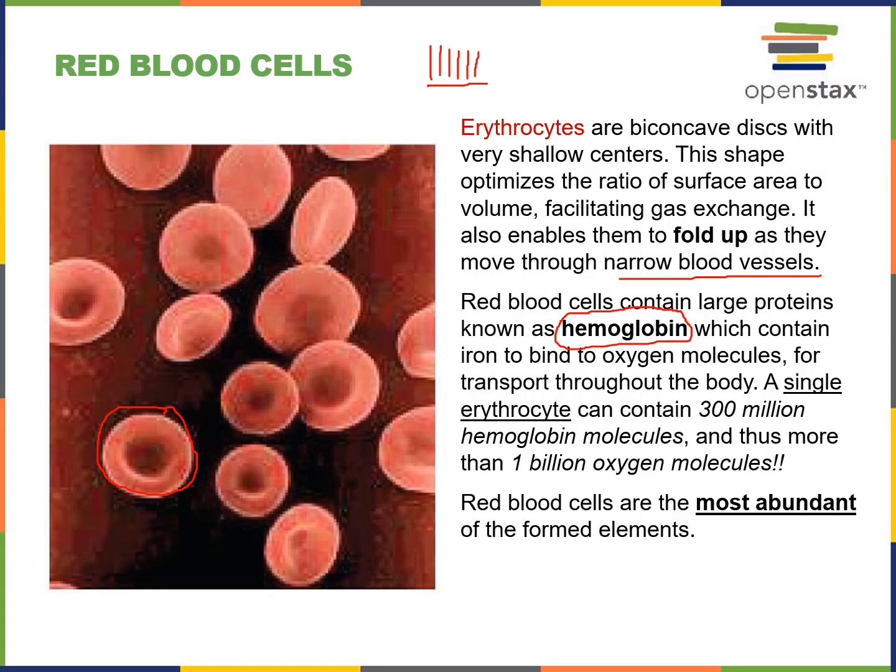So, hemoglobin is the protein that can bind oxygen. But hemoglobin can also bind carbon dioxide, and it can also bind carbon monoxide, which unfortunately is why carbon monoxide can kill us. Because when carbon monoxide binds to hemoglobin, oxygen can't bind. Without oxygen, cells die.